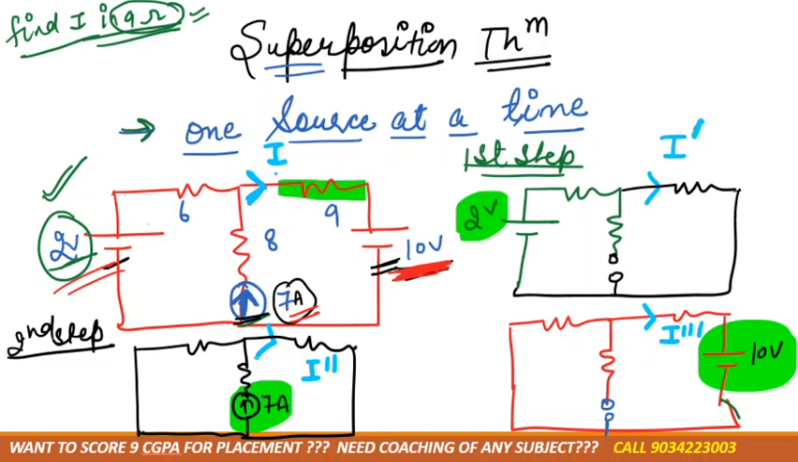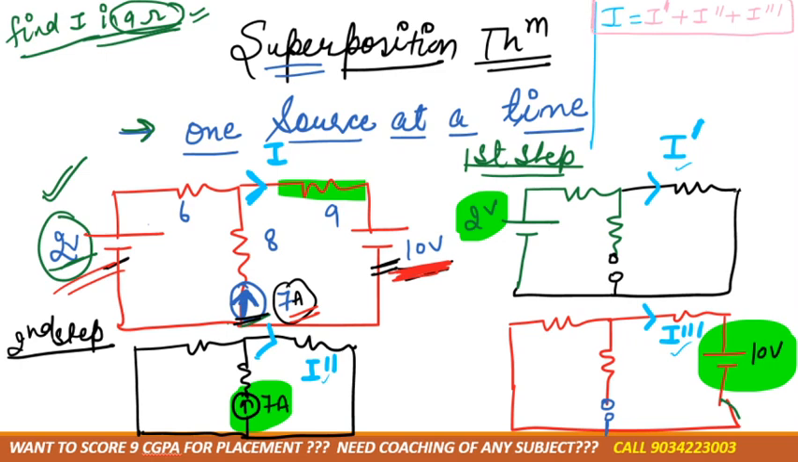Now as you can see, I dash direction, I double dash direction and I triple dash direction, are all these same or different? Direction of I dash, I double dash. If the direction is same, then the final value of current would be how much? That is I is equal to I dash plus I double dash plus I triple dash. This is your final answer.